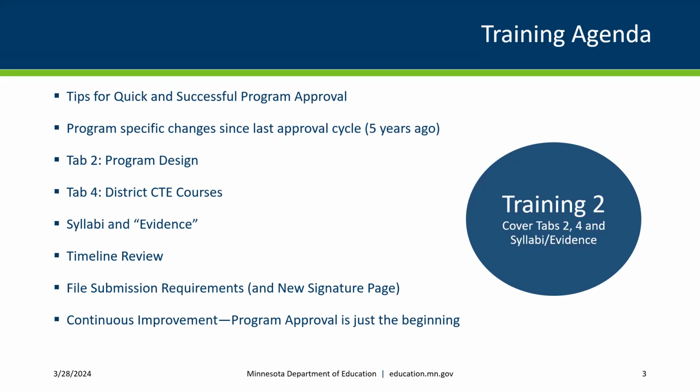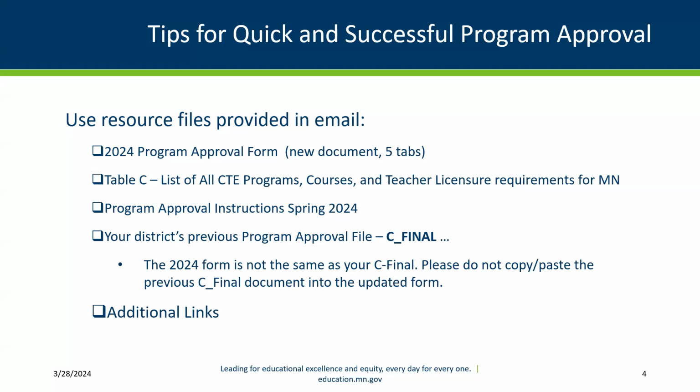Today I will be going over tips for a successful program approval. We will talk about some changes since the last program approval cycle, tab 2, tab 4, how to gather evidence to make a good syllabus, a timeline review, tips on how to submit your files, and continuous improvement. You should have received an email from me with the listed items. It would be helpful for you to have those accessible during this training session.